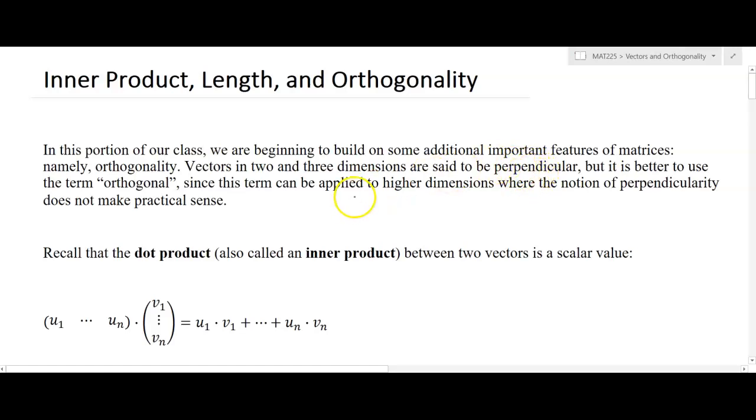But it's better to use the term orthogonal since in higher dimensional systems, the notion of perpendicularity does not make sense because that assumes you can measure a 90-degree angle. But orthogonality is actually a useful concept. When you're doing a regression analysis, you want to do a linear regression or quadratic regression. That's based on orthogonality principles. And some very important things come to play there.